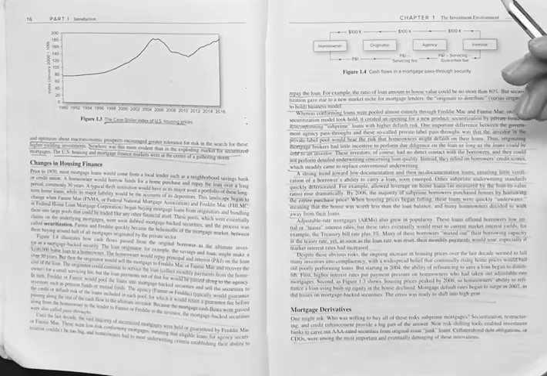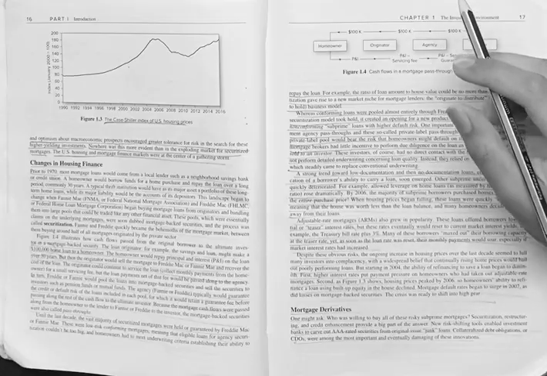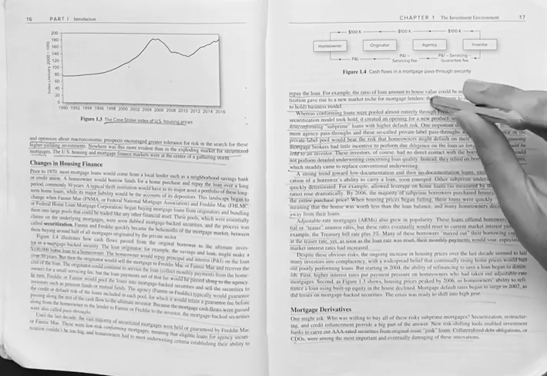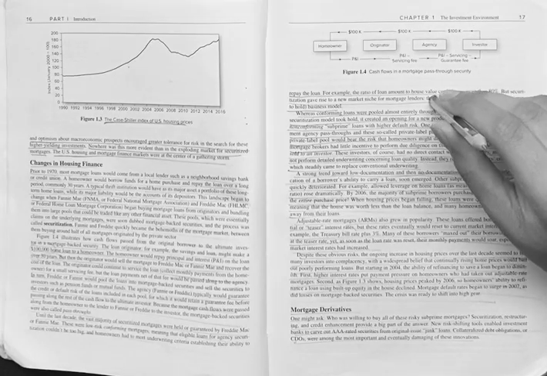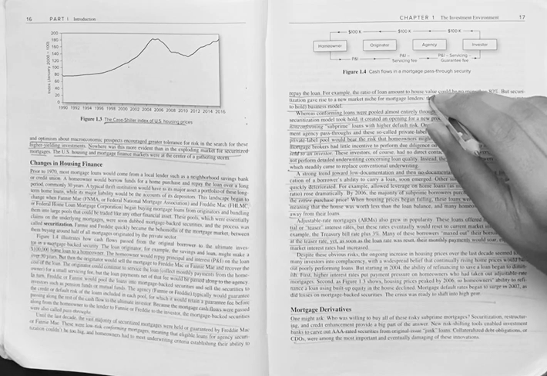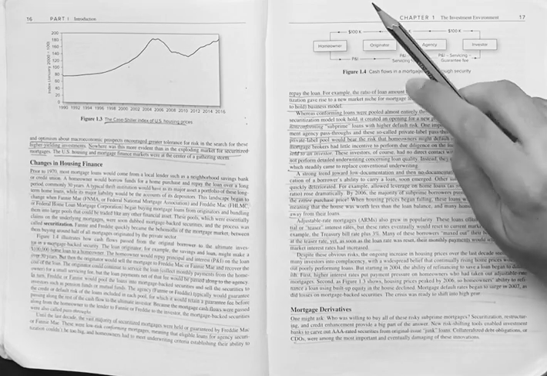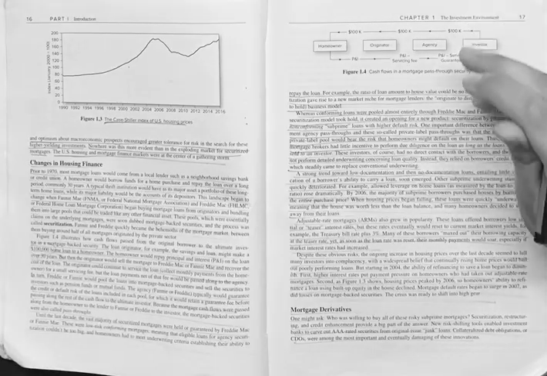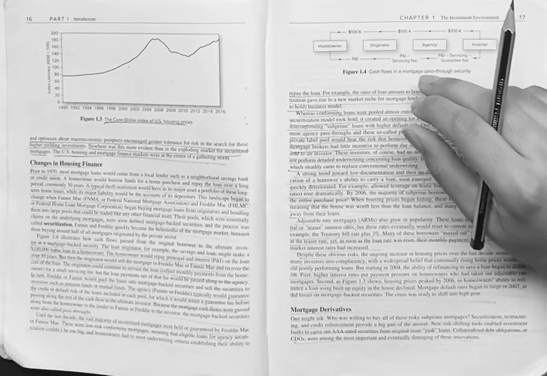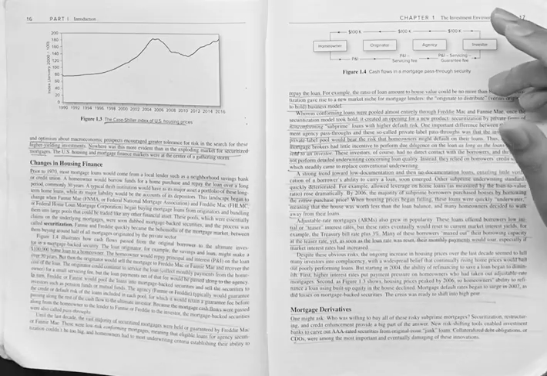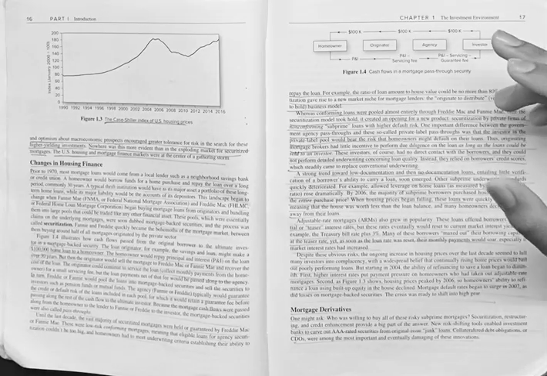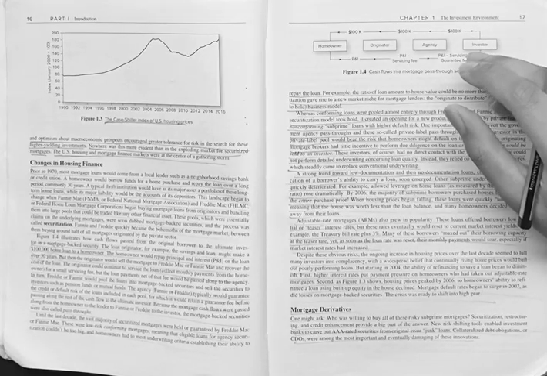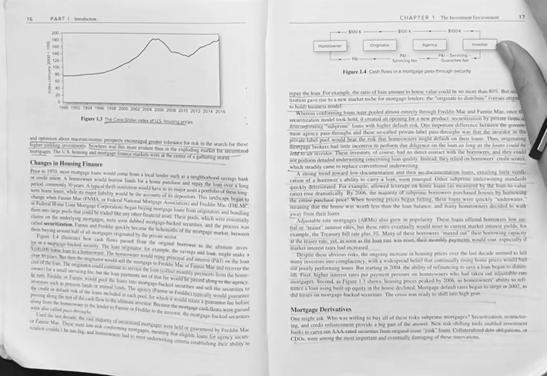Prior to 1970, most mortgage loans would come from a local lender, such as a neighborhood savings bank or credit union. A homeowner would borrow funds for a home purchase and repay the loan over a long period, commonly 30 years. A typical thrift institution would have as its major asset a portfolio of these long term loans, while its major liability would be the accounts of its depositors.